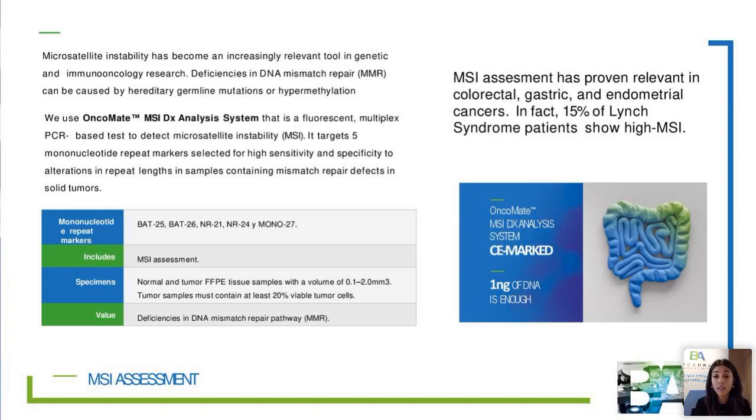So it might be really interesting to check in some colorectal cancers, but also in other types of cancers such as gastric, endometrial, and it has also been proven to be an important piece of information for non-small cell lung cancer.